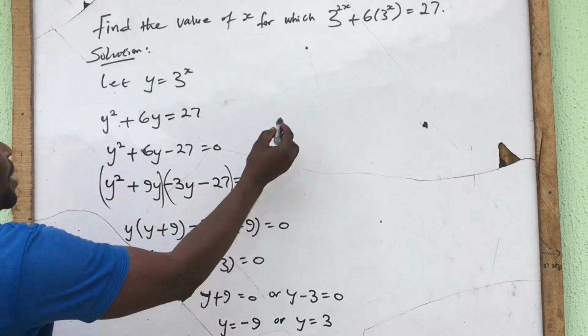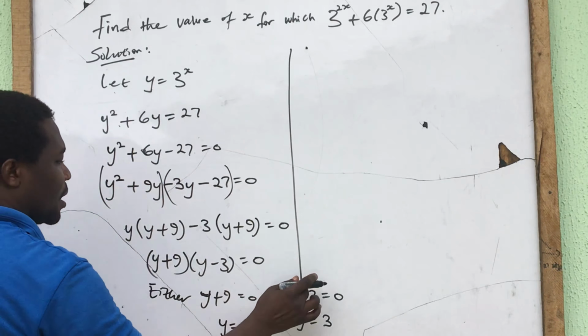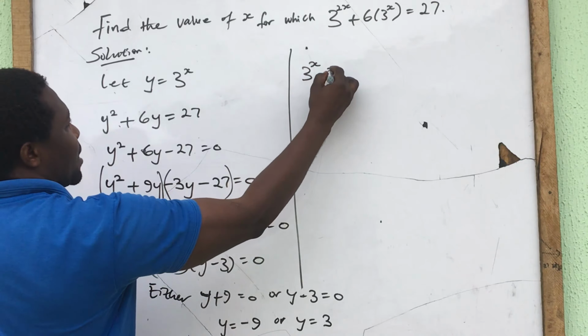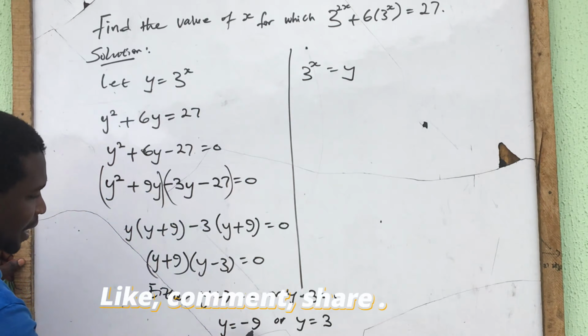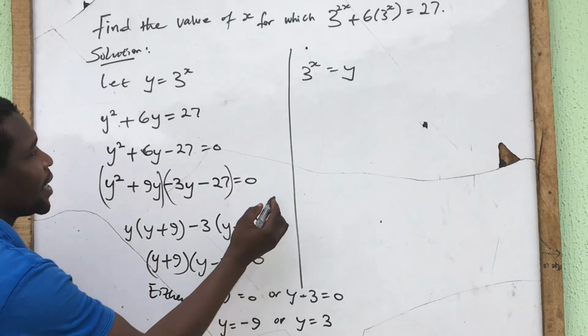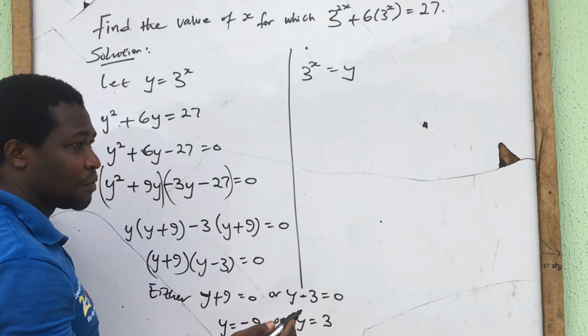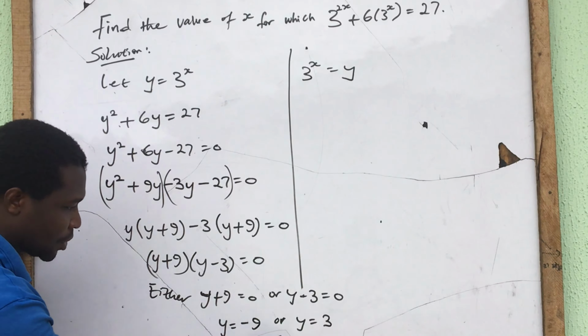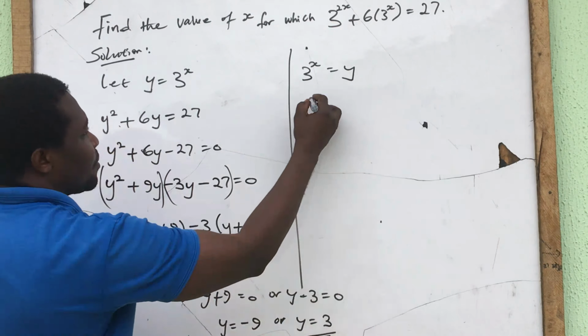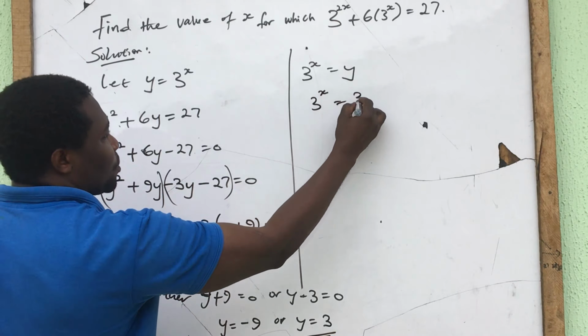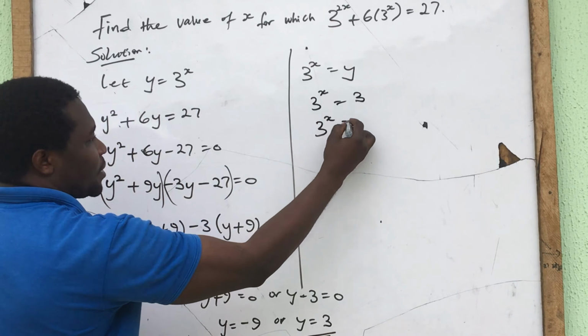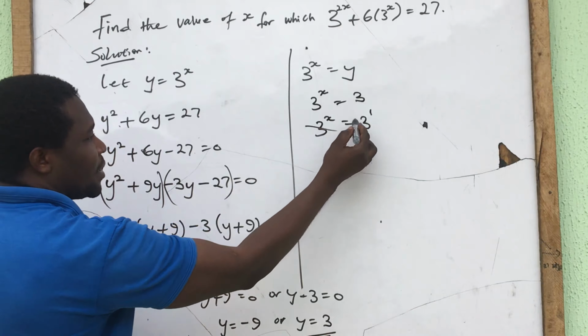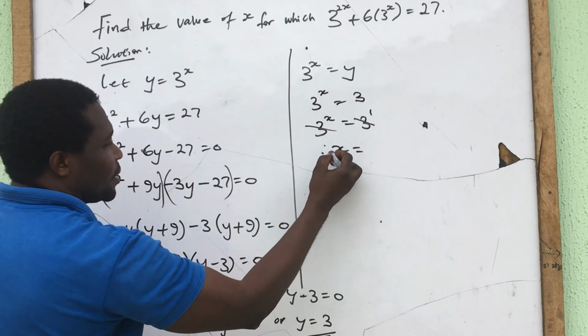Now, remember that we substituted 3 raised to power x equal to y. Since the value of 3 raised to power x must be positive, we have to drop this. So we make use of this. Then 3 raised to power x now equal to 3. Then 3 raised to power x equal to 3 raised to power 1. Then therefore our x equal to 1.